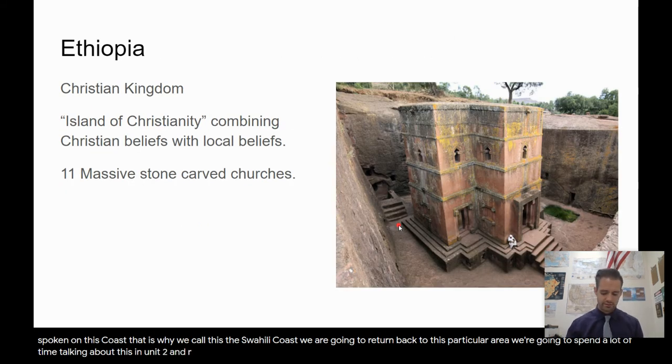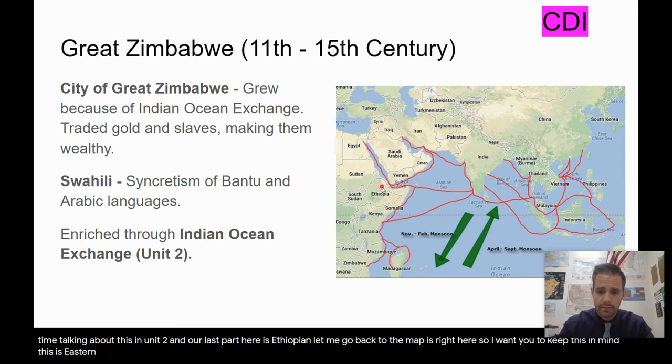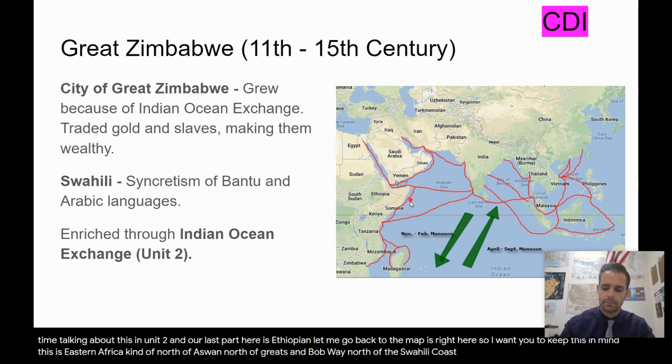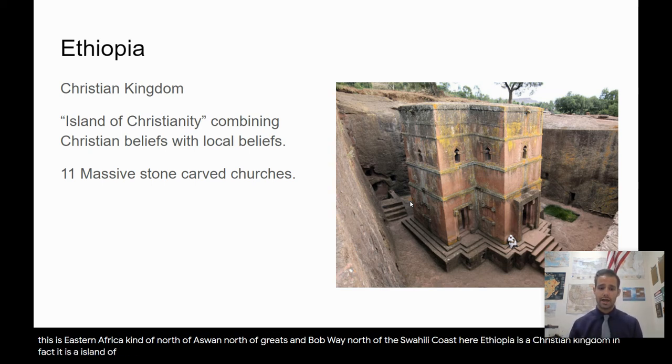And our last part here is Ethiopia. Ethiopia, let me go back to the map, is right here. So I want you to keep this in mind. This is Eastern Africa, kind of north of Great Zimbabwe, north of the Swahili coast here. Ethiopia is a Christian kingdom. In fact, it is an island of Christianity surrounded by mainly Muslim religion.